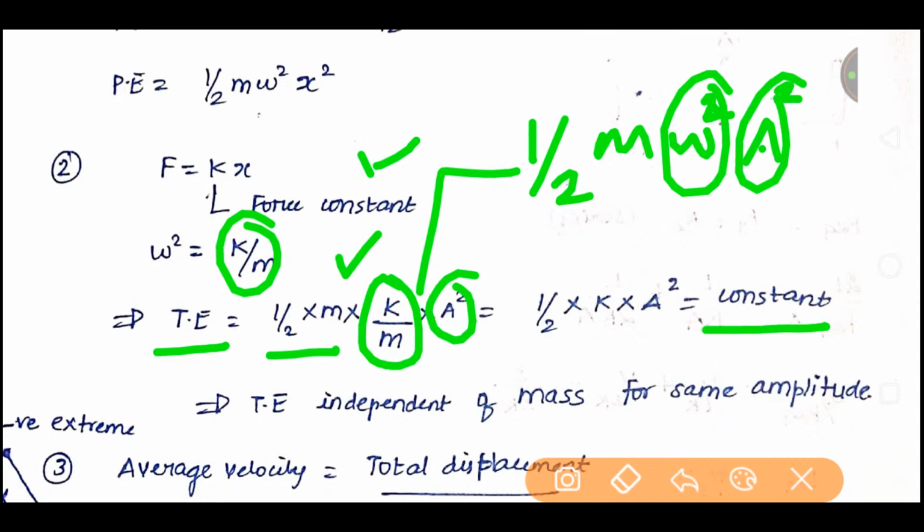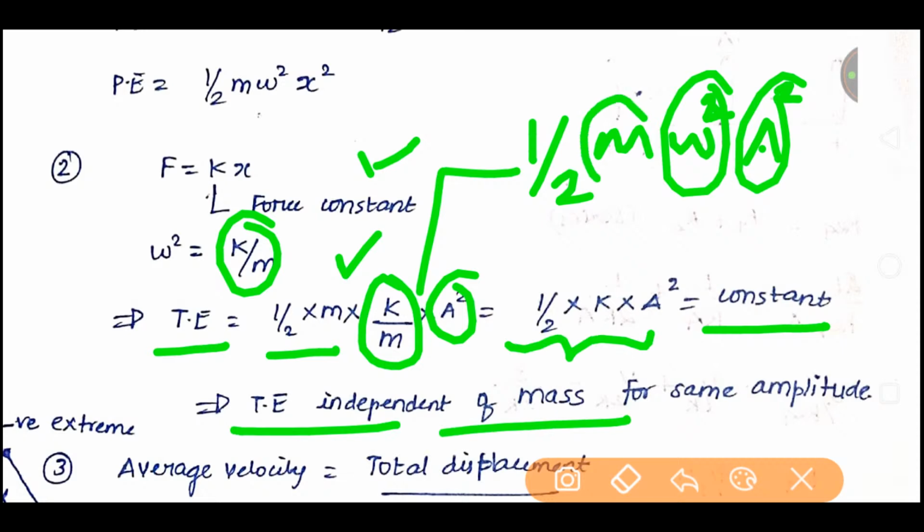This is constant. What does it indicate? Total energy is independent of the mass. No mass term is involved. Though it seems m comes in here, when you substitute or expand omega square, the final equation does not contain the mass. Total energy is independent of mass provided the amplitude is the same.